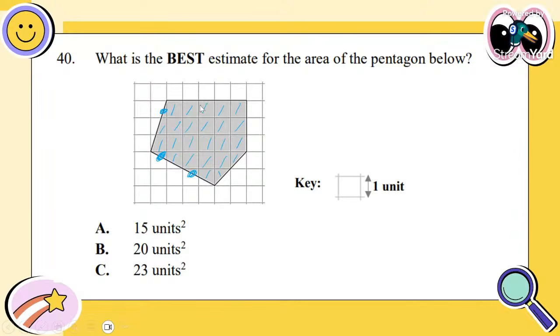Now, which of these would be the best estimate? 15 square units, 20 square units, or 23 square units? Put your answer in the chat. Now, you may not be able to put this little 2 on it, so you read it properly by saying 23 square units. All right? Because 23 units is different from 23 square units.